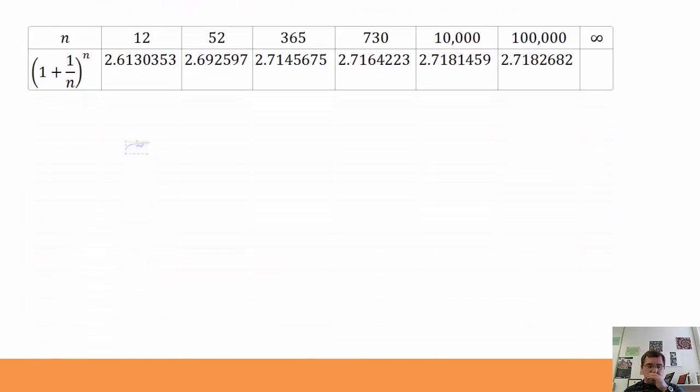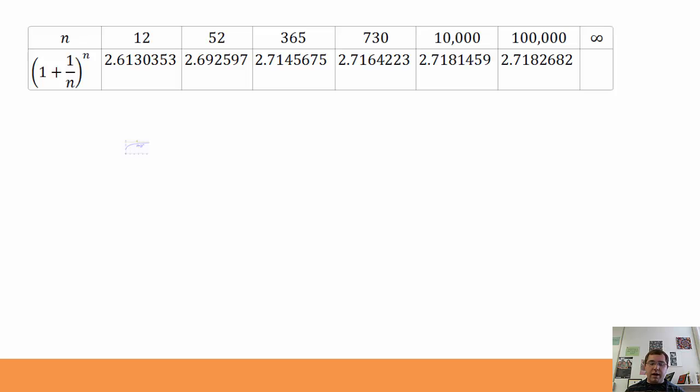Here's a table that gives you different values for n: 12, 52, 365, 730, 10,000, 100,000, and the values of (1 plus 1 over n) to the n power. So if it's compounded monthly, there are 12 months in the year, I would have 2.6130353. I'd have $2.61 instead of $1 at the end of the year. Because I started with $1, remember. If it's compounded weekly, so there are 52 weeks in a year, at the end of the year I'd have $2.69, 2.692597.